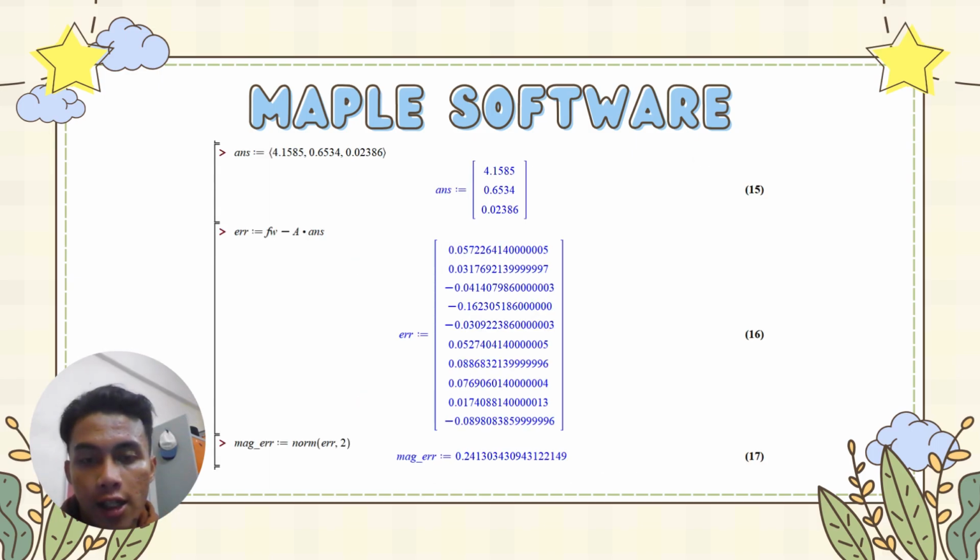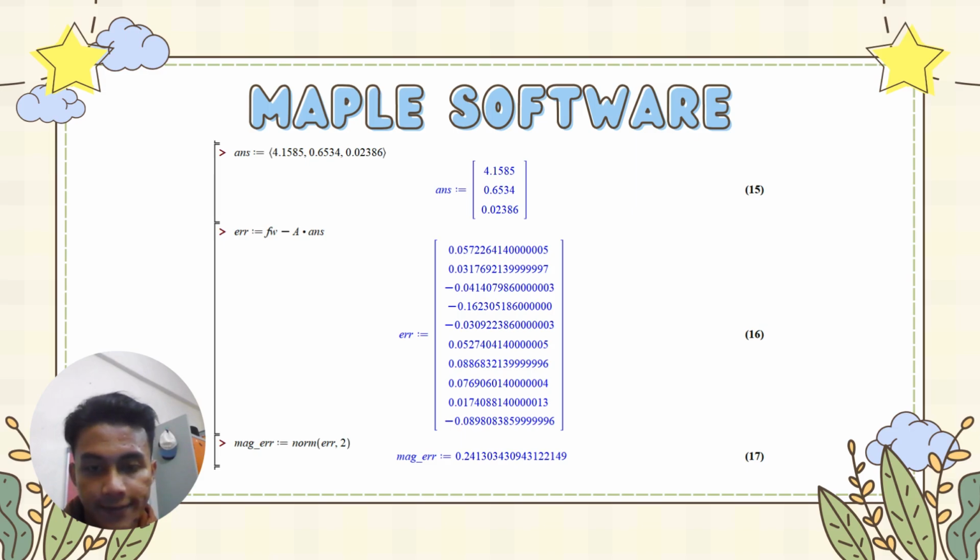So last but not least, from the answer that we get, which is 4.1585, 0.6534 and 0.02386, we want to find the magnitude of the error vector. So the coding that we use is ERR equal to FW minus the matrix A multiplied with the answer. So we can get the 10 points of the error vector, and we want to find the magnitude of the error, which is equal to norm ERR, 2, which is the L2 norm, that is also known as the Euclidean norm. So the final answer for the magnitude of the error is 0.2413.